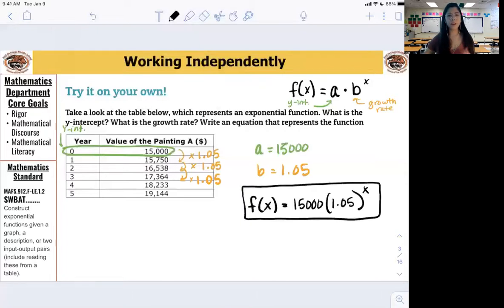Cool. How do we feel? Any questions on writing that function or finding those values? Awesome. All right. So, like I was saying before, right now we were looking at some tables. Now we're going to transition. We're going to look at graphs instead.